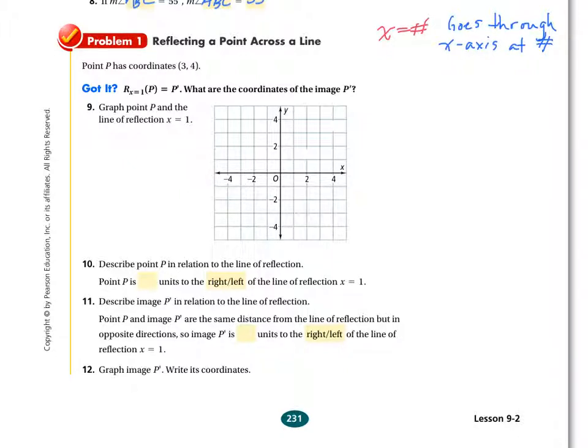And so then y equals a number goes through what axis? Yep, it goes through the y-axis. So it goes through the y-axis at that number.